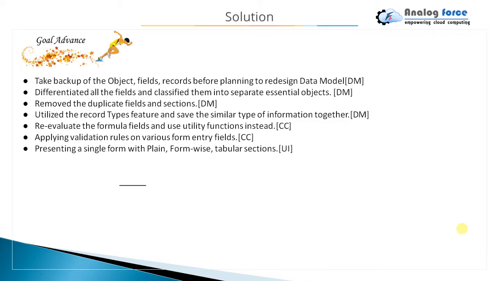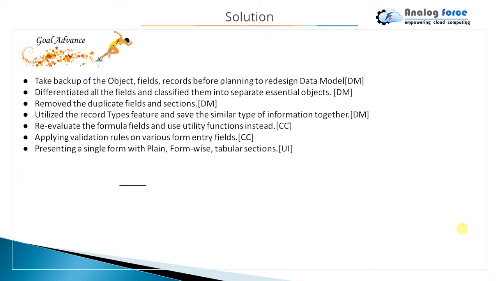The second step, in this particular problem, is to differentiate all the fields and classify them into separate essential objects. Now imagine I have 1500 fields created in Opportunity. There must be some common fields, right? 50 fields common to each other, another 50 or 100 fields common to each other. In the same way, we analyze which fields are common to each other and group them into different sections. Can we create a separate object for that? If yes, let's mark them, keep them in different objects and analyze.